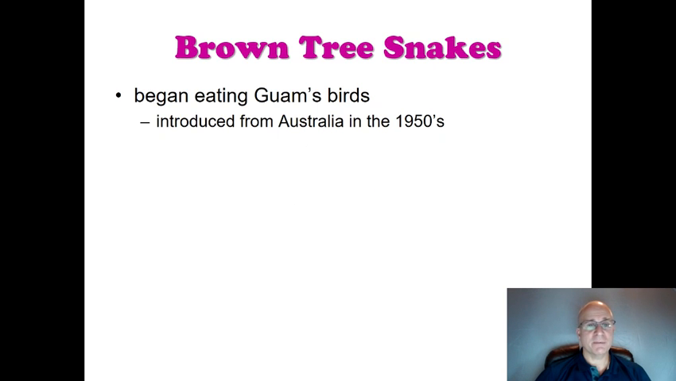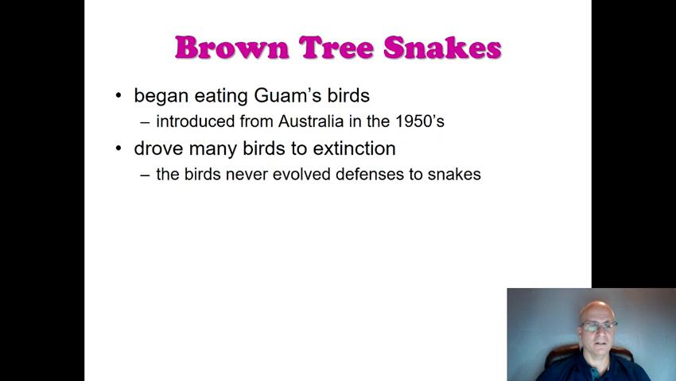So the brown tree snakes began eating Guam's birds in the 1950s when they were first introduced, most likely from the continent of Australia. And as I said, it drove many of these birds to extinction or extirpation because in the short period of time that the birds were exposed to these snakes, because remember, there aren't any other snakes on Guam, the birds weren't able to evolve defenses against the snakes.